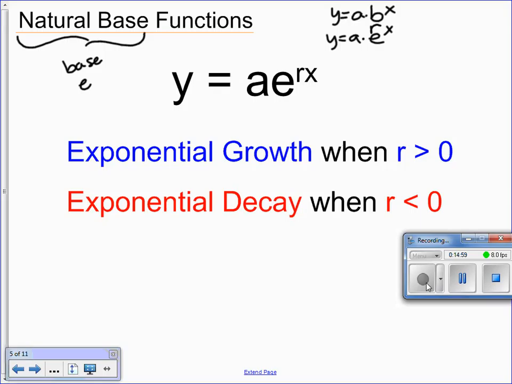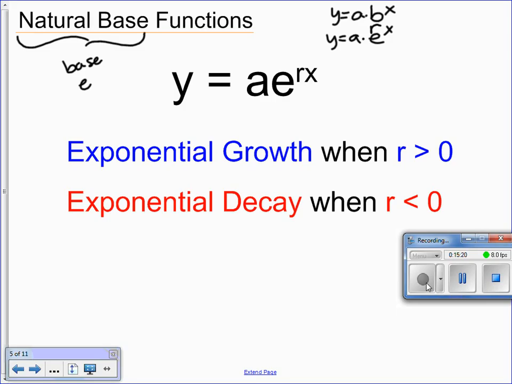Okay, and that's why when r is greater than 0, we're going to have growth because our base will be 2.718. When r is less than 0, we're going to have a negative exponent, so e would technically be flipped, and 1 divided by 2.718, if you do that in your calculator, is a number less than 1.